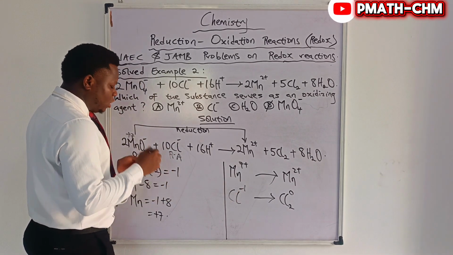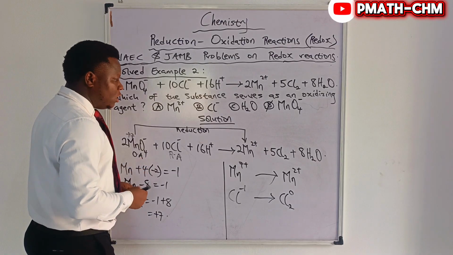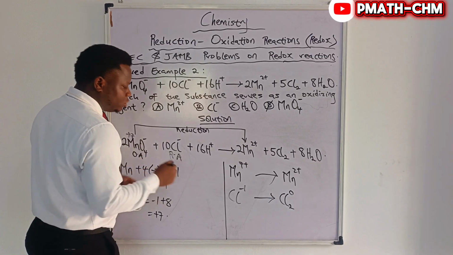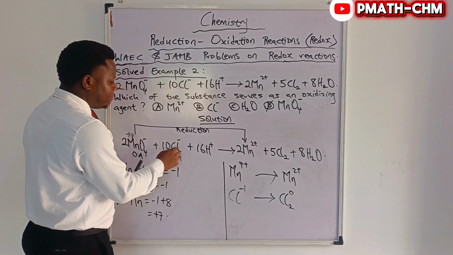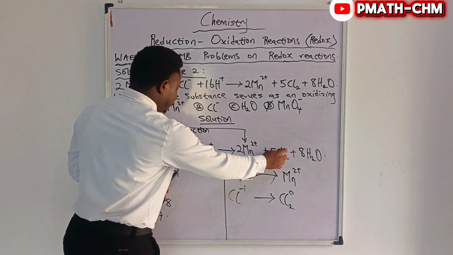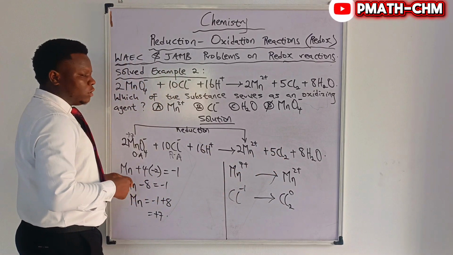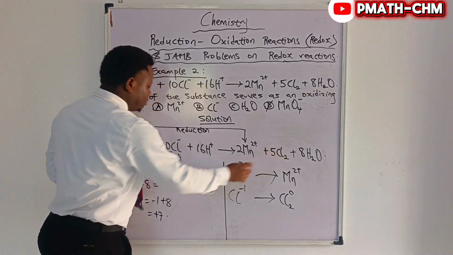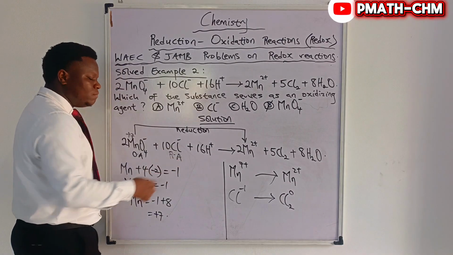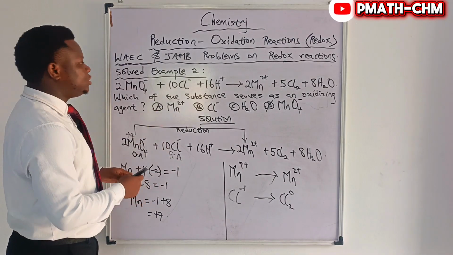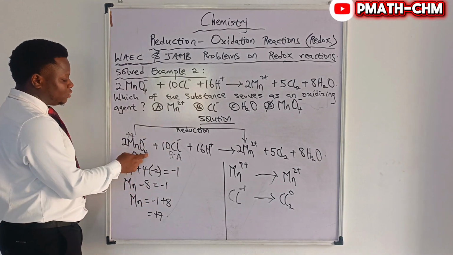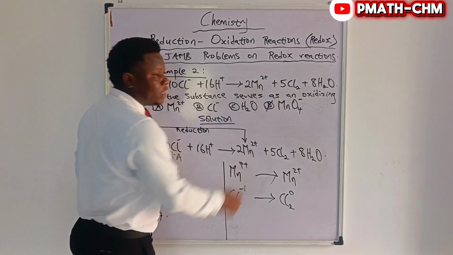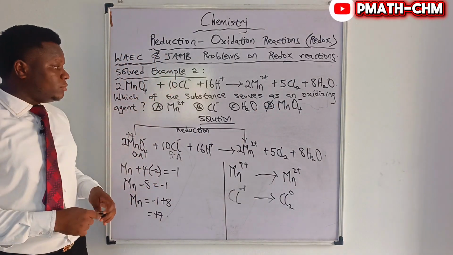And loss of electrons is known as what? Oxidation. So if I were to draw my arrow from chlorine transitioning to this, that is your what? Oxidation process. And the oxidation process, the substance that is oxidized, is your reducing agent. But the question is interested in our what? Oxidizing agent, which is this. So this becomes your correct answer. We'll move on to the next example.